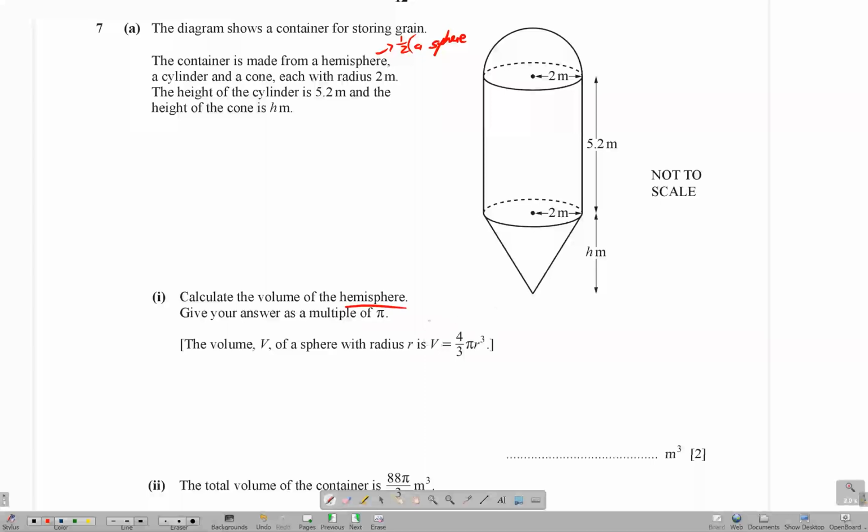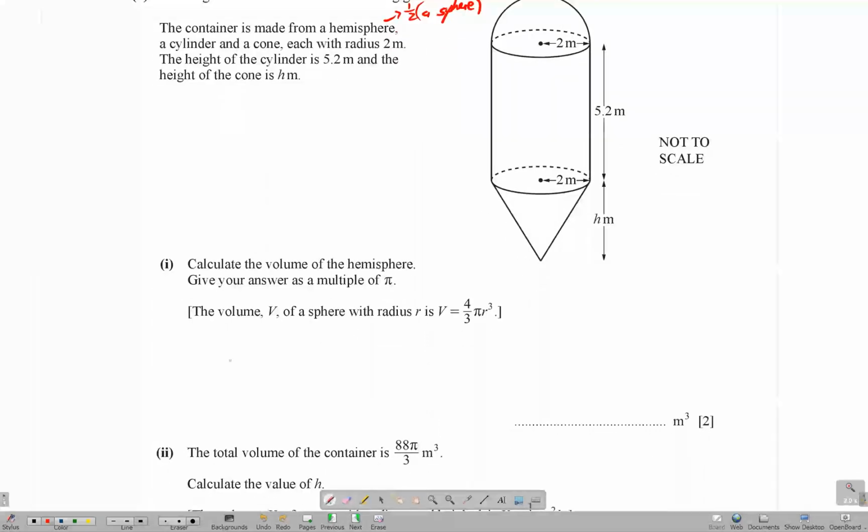If you don't know the formula for the volume of a hemisphere, they usually give the formula for the volume of a sphere. Now you have to realize that a hemisphere is just half a sphere. So we're going to take this formula and just divide it by 2 to give us the volume of the hemisphere. So let's say V is equal to half times 4/3 pi times r cubed.